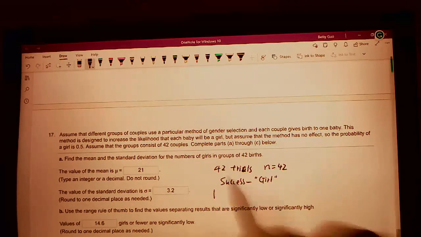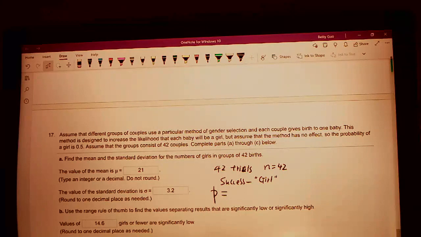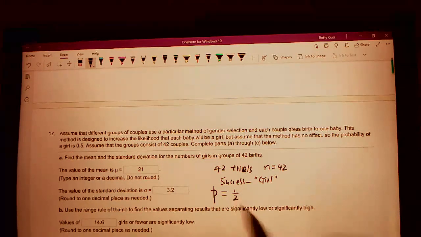Then what's the probability of getting a girl? It is given. The method does not have any effect, so the probability of success, the probability of getting a girl, is still half, or 1/2. All right, do you see that this is a binomial distribution with n equals 42, p equals half? Because the 4 conditions are satisfied. I can go through the 4 conditions for you.